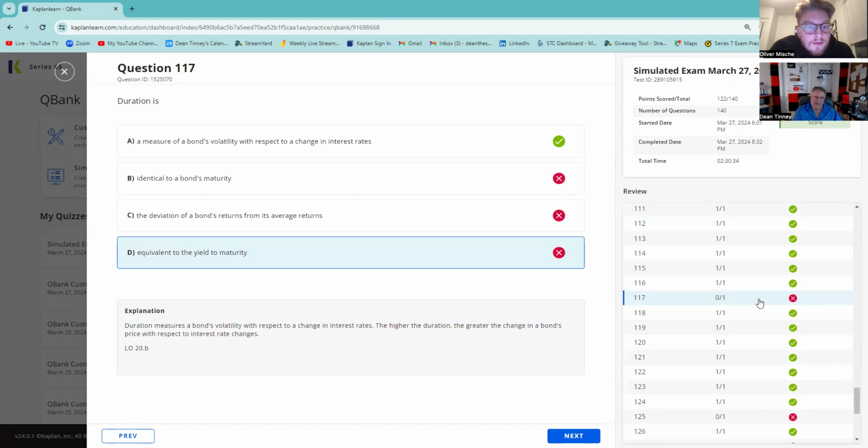You said bonds' volatility with respect to interest rates was correct. And you said it's equivalent. No, it's about volatility. Yep. Higher duration means higher volatility.